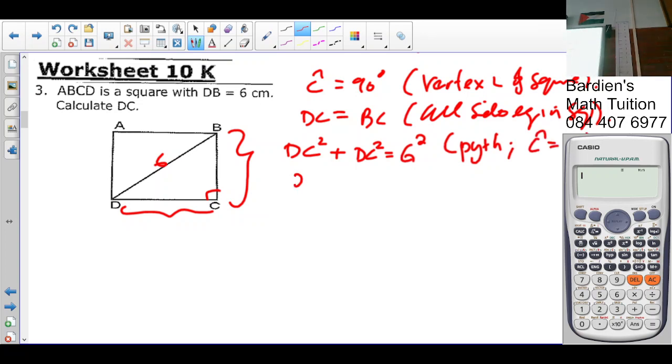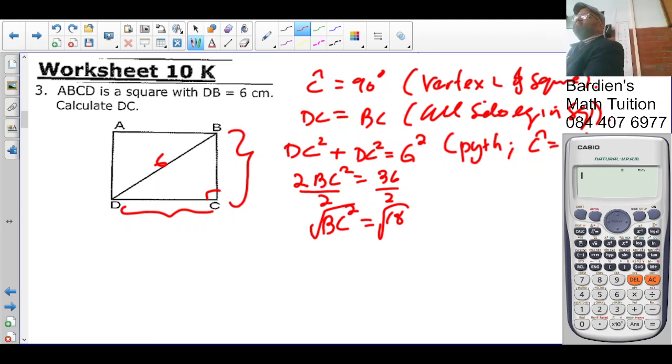So that's going to give you 2 BC squared is equal to 6 squared, which is 36. Divided by 2 both sides. So BC squared is equal to 18. The square root thereof. Normally when we introduce square root, plus minus. Not going to be plus minus here. Why? Because length is never negative.